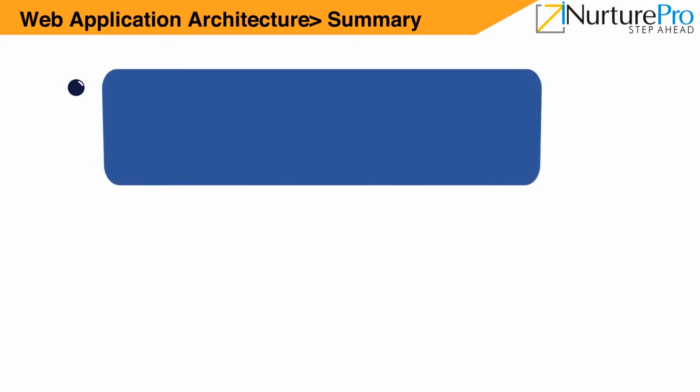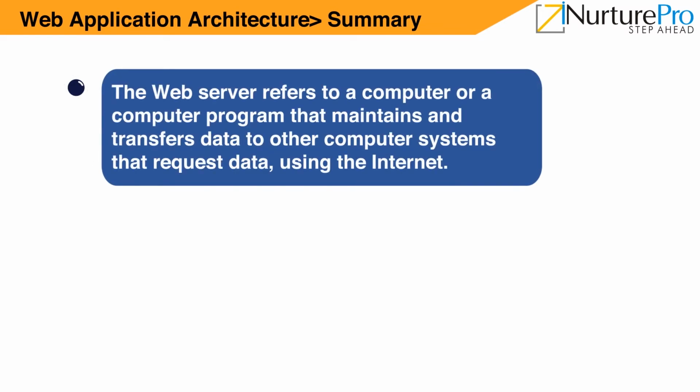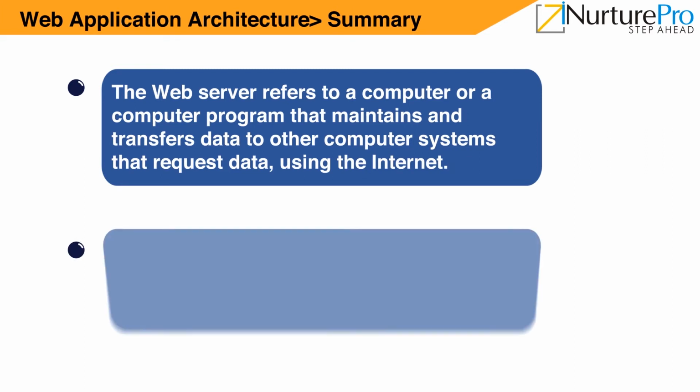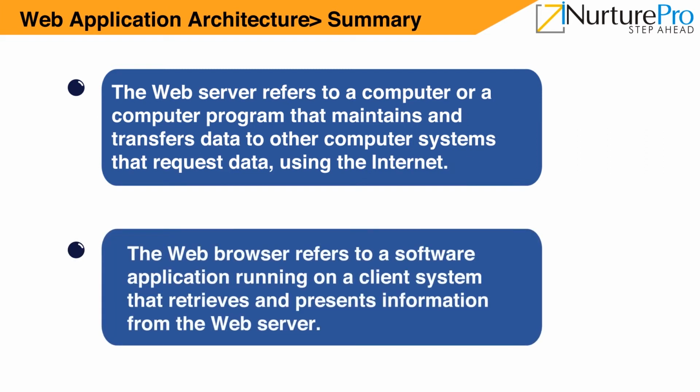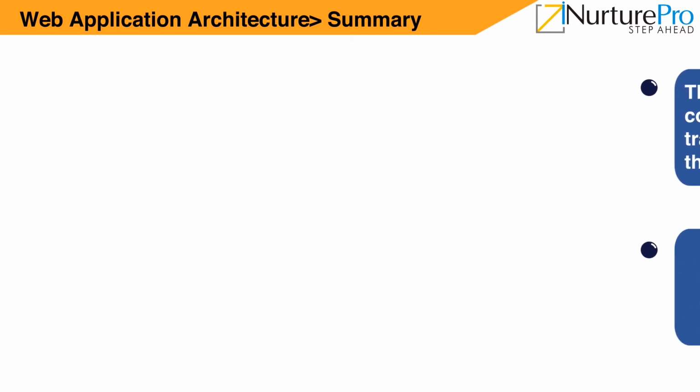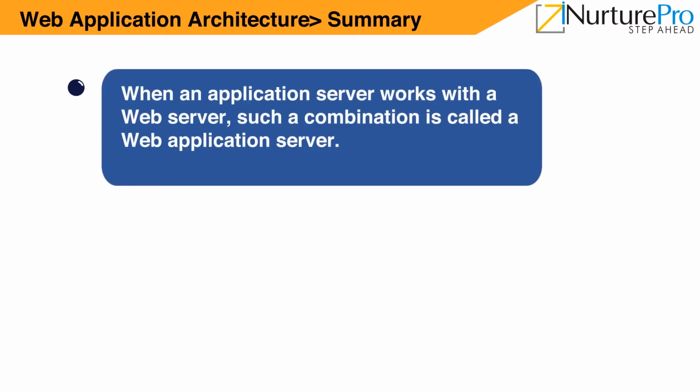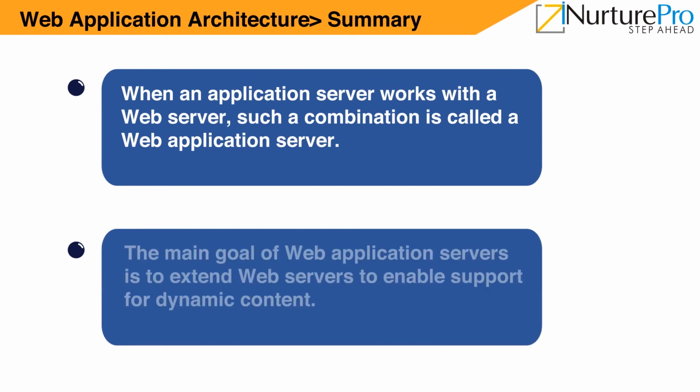Let's have a quick recap on what we discussed. The web server refers to a computer or a computer program that maintains and transfers data to other computer systems that request data using the internet. The web browser refers to a software application running at the client system that retrieves and presents the information from the web server. When an application server works with a web server, such a combination is called a web application server. The main goal of a web application server is to extend web servers to enable support for dynamic content.